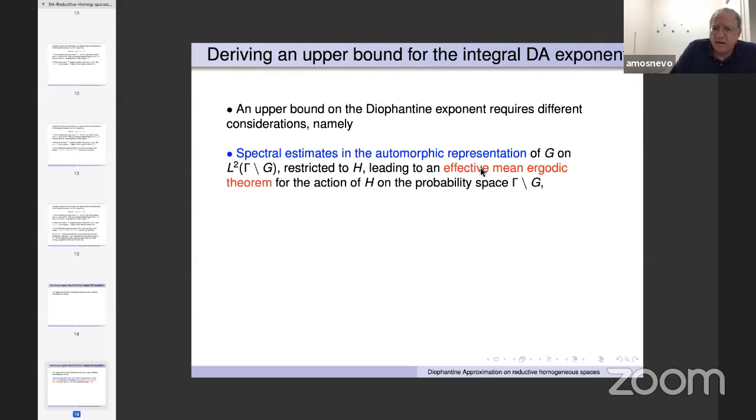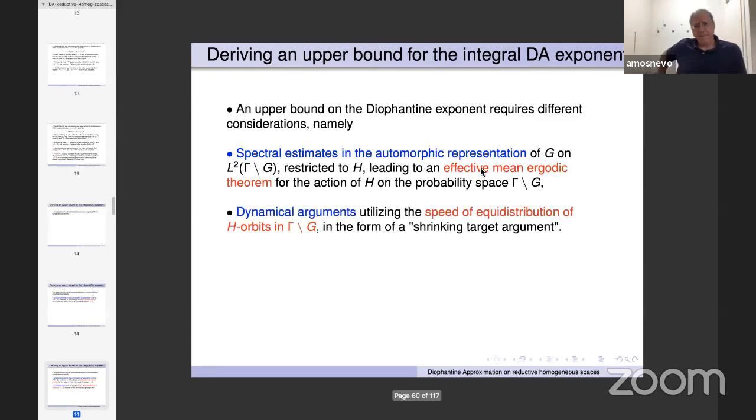And these are going to lead us to an effective mean ergodic theorem for the action of H on the probability space G mod gamma. I'm going to explain this a little bit. And we're going to be using some dynamical arguments utilizing the speed of equidistribution of H orbits in G mod gamma, which is a consequence of the mean ergodic theorem. And the dynamical arguments are going to use them in the form of a shrinking target argument, which is a well-known argument in dynamics.